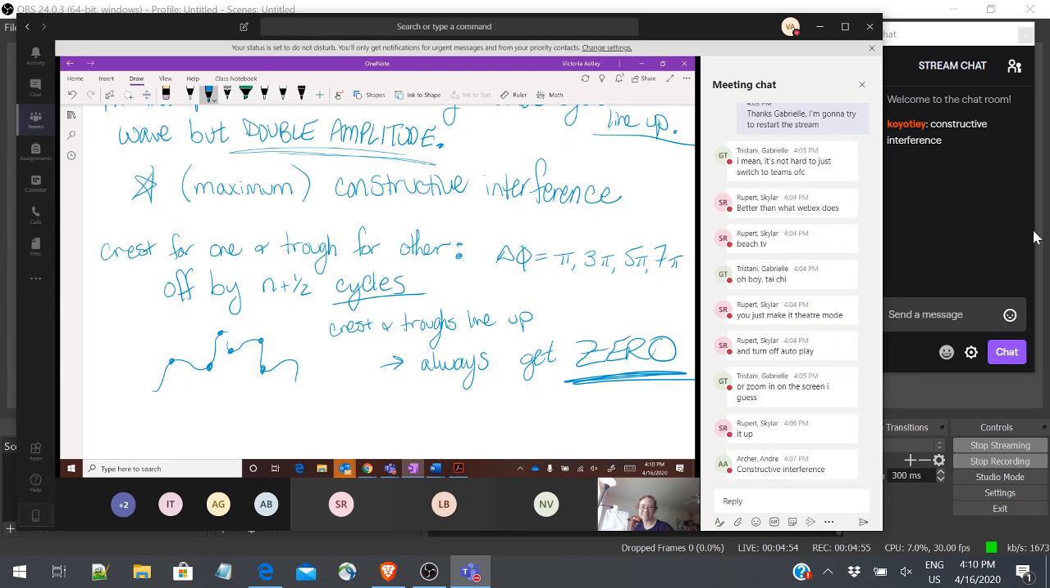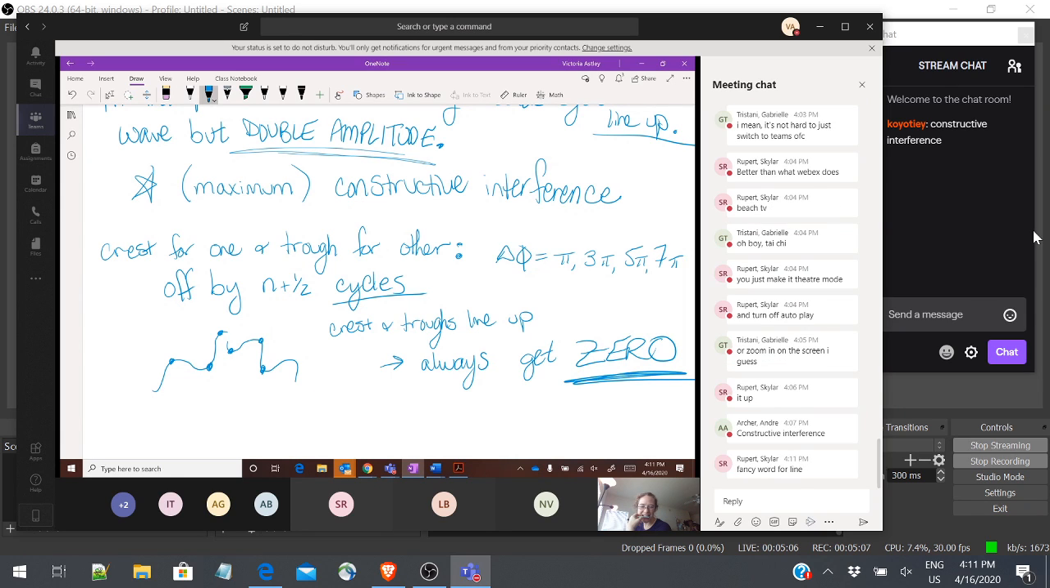What is this called? This pen makes my hand hurt. It's important that you know that. What is this one called? Fancy word for line. Yeah, it is another type of interference.